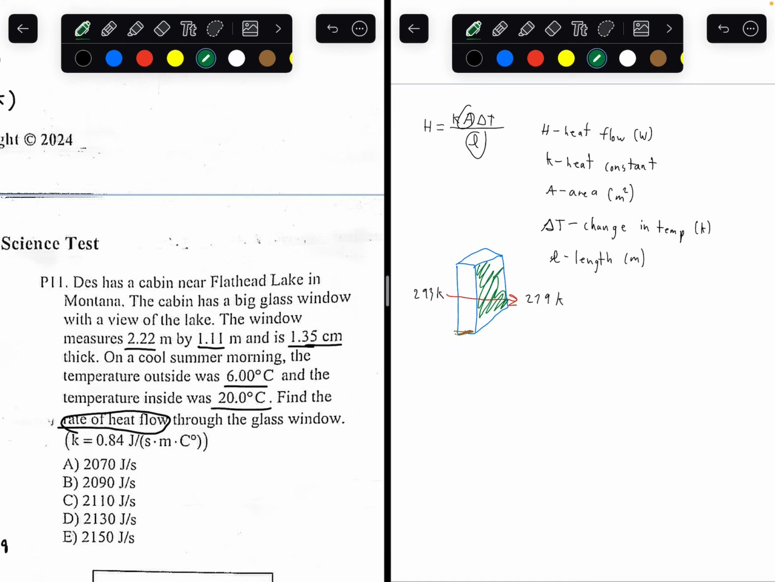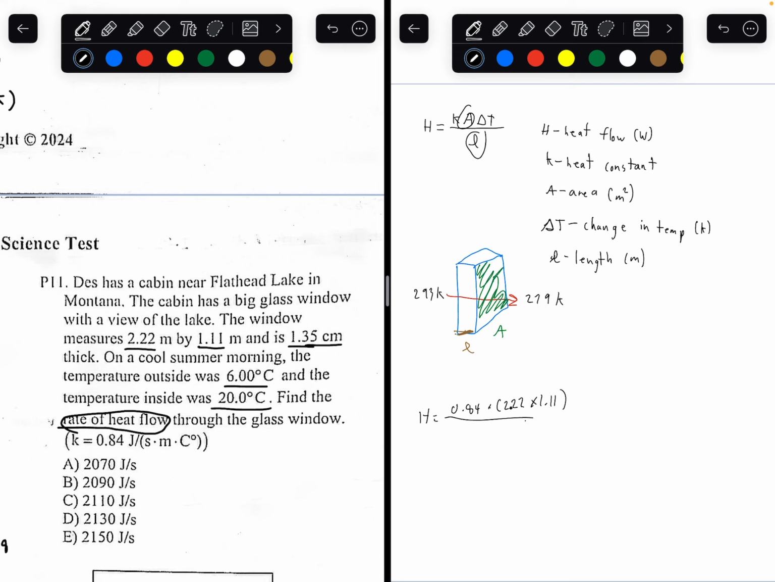So the green is the area and the brown is the length. Plugging everything into the equation, H equals K, which is 0.84. The area is what we know, just the dimensions: 2.22 times 1.11.